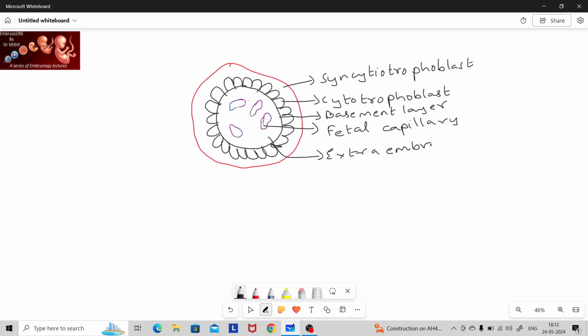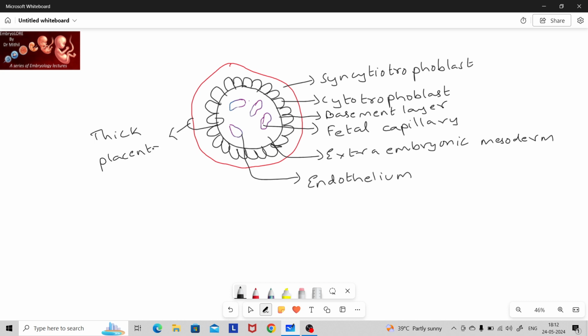Extra embryonic mesoderm, and here this is the endothelium. These are all the components of the thick placental membrane, the same in the early stage.